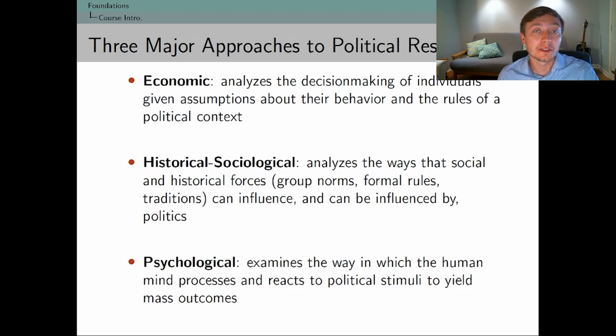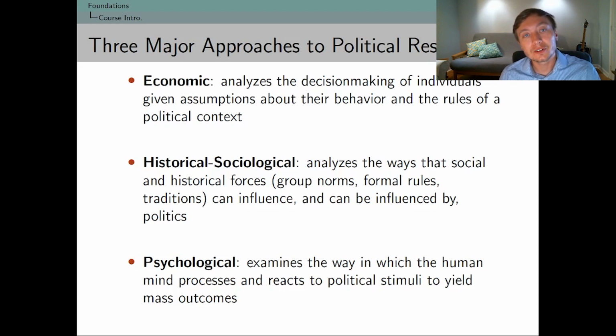The second approach that we can think about is the historical sociological approach. I've kind of crunched a couple of approaches together in here. But really, with this approach, many political scientists are very deeply interested in how social groups and historical forces interact to produce political outcomes. So we might think about group norms, patterns of behavior, formal rules that these groups might have and hold to, historical traditions, the way the groups behave on the basis of long-standing principles. We're really interested, as historical sociological political scientists, in how those kinds of social interactions affect politics.